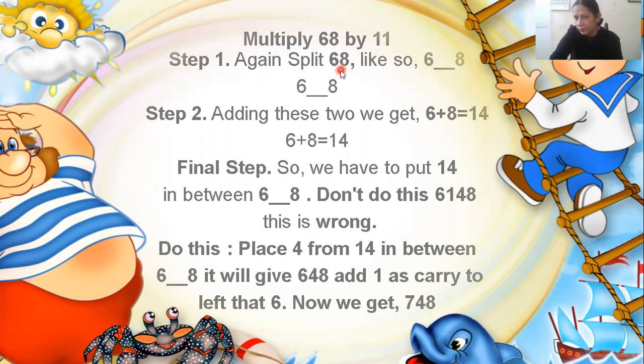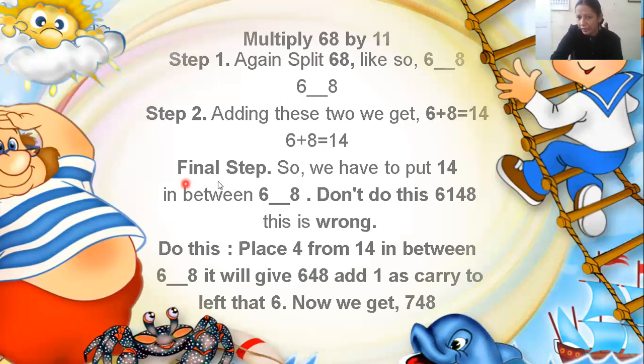So how can you split? Again, as you have done here, you will write down 6, then slash, then the last is 8. You have written these numbers separately. Now 6 slash 8. Step number 2 is you have to add the two numbers. 6 plus 8 you have to add. 6 plus 8 is equal to 14. So you have got 14 here.